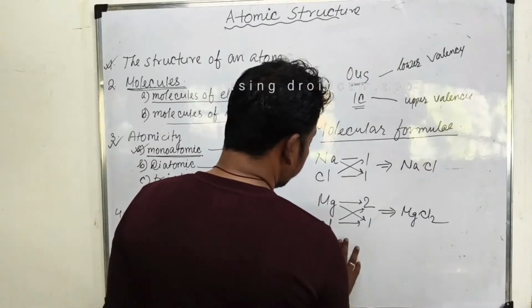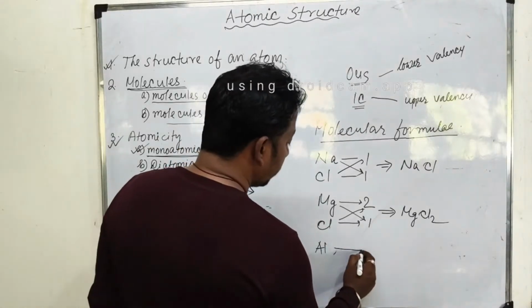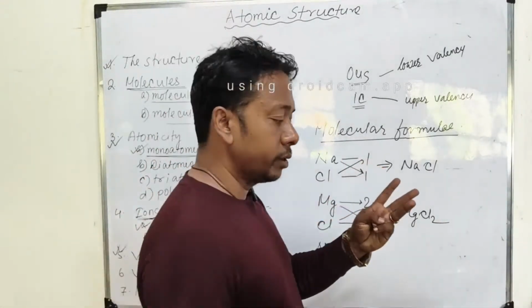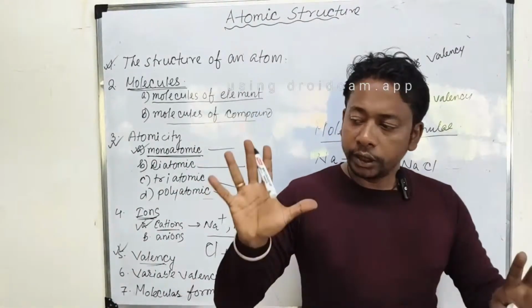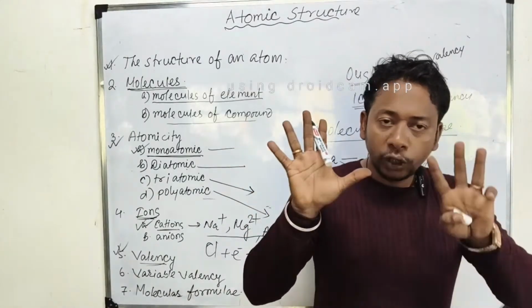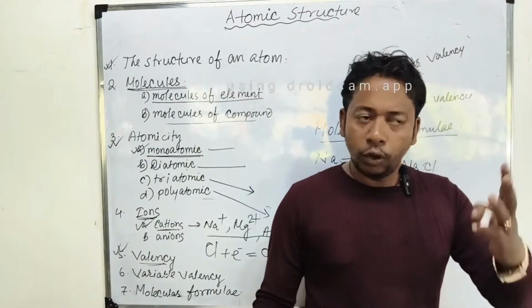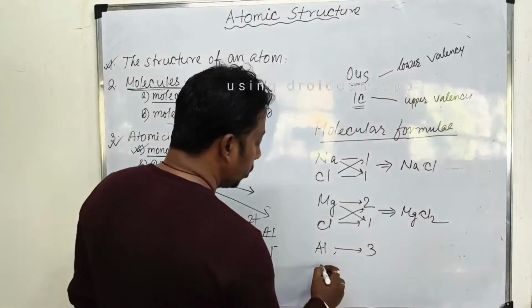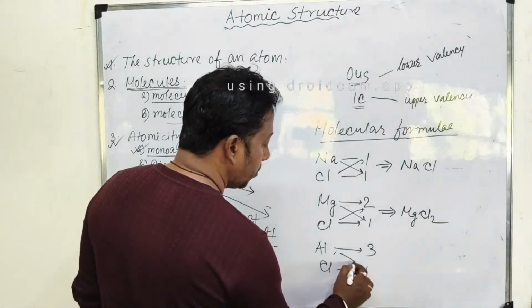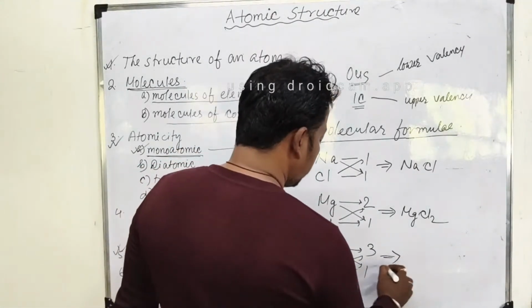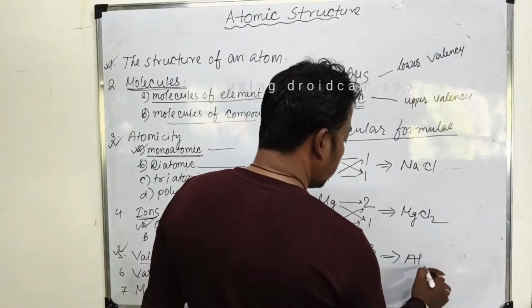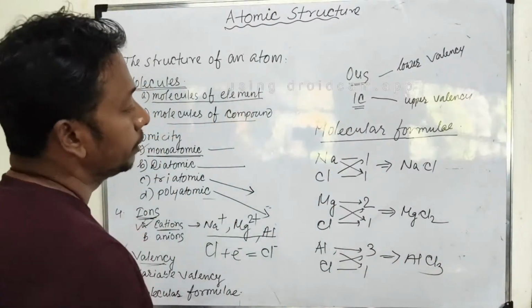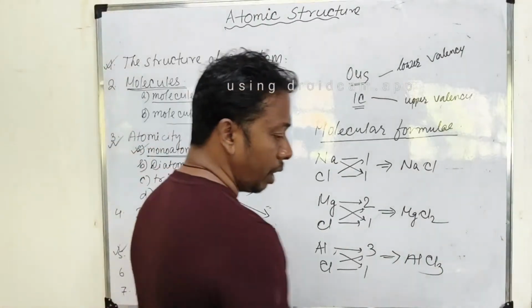Aluminium chloride. Aluminium, obviously atomic number 13, has 3 electrons in the outer shell. To fulfil the octet, it requires 5 more electrons. Which one is smaller, 3 or 5? 3 is smaller, so the valency is 3. That is, aluminium's valency is 3. Chlorine, valency 1. Make a cross. So Al1, Cl3. Okay. That is the molecular formula.